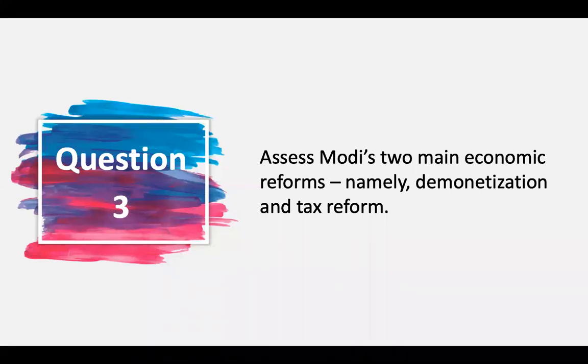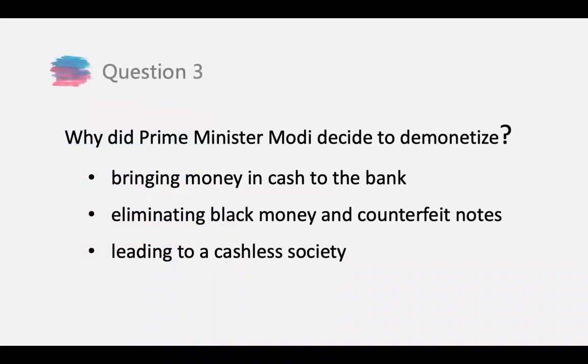Okay, so question 3 asks, assess Modi's two main economic reforms, namely demonetization and tax reform. So why did Prime Minister Modi decide to demonetize? Demonetization was done for the intention of bringing money in cash to the bank, so that it would get into the country's financial system and go through the proper channels.